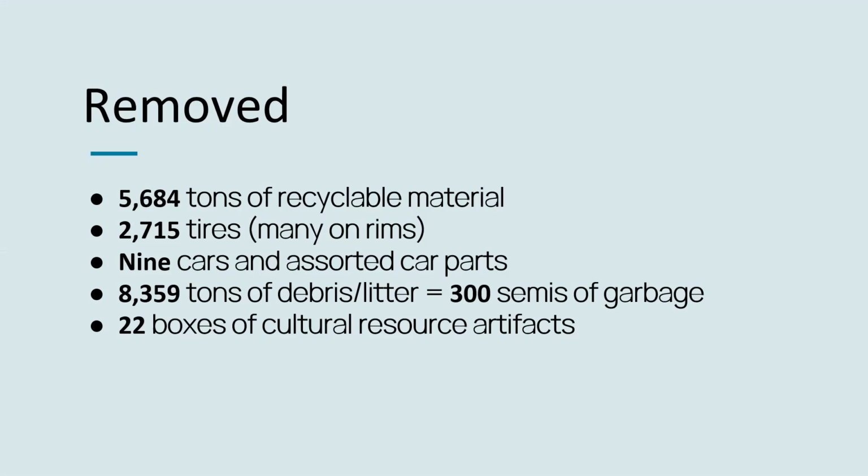So first part was cleaning up the river. There were 5,684 tons of recyclable material removed, over 2,700 tires, many on rims, and there were plenty of cars too, 9 cars, with car parts including batteries, which is not a good thing to have in a river.